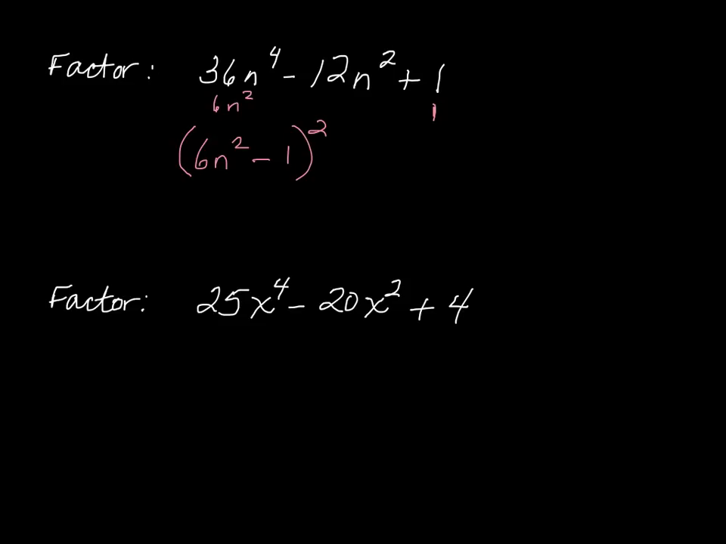Is this one a perfect square? 25x to the 4th minus 20x squared plus 4. What is 25x to the 4th? What do we have to square to get that? That would be a 5x squared. What about 4? What did we square to get 4? That would be a 2.